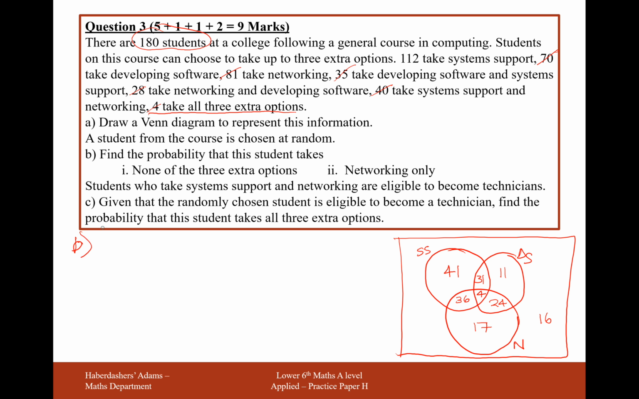A student from the course is chosen at random. Find the probability the student takes none of these 3 extra options. Well, in that case, that's 16 out of 180 students. Part 2 is networking only. That's 17 out of the 180 students.